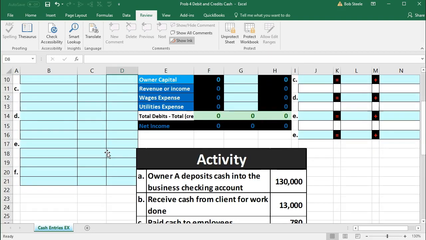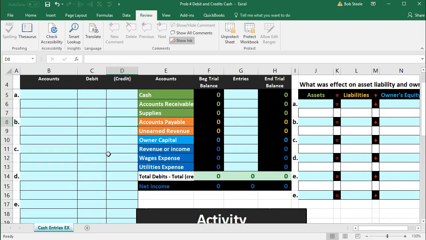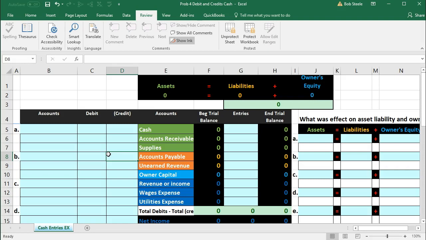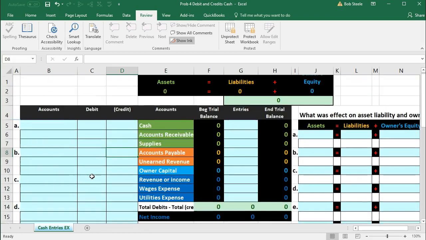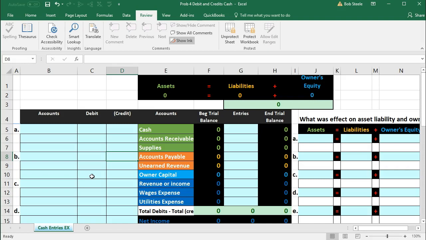So let's scroll down. First activity, A says owner A deposits cash into the business checking account, $130,000. Now we're going to go through our thought process of asking first, is cash affected? Of course, cash will be affected for all of these journal entries because we're focusing in on cash, but we want to get in the practice of learning this thought process. Again, the thought process will get us moving, it'll get us started in a direction, and it'll also prevent us from making common errors and learning rules that don't always apply. It'll also prep us for working more complex journal entries at a later time.